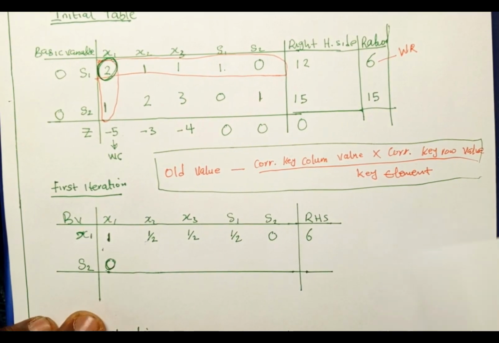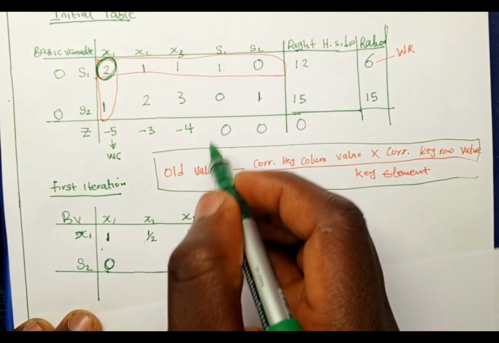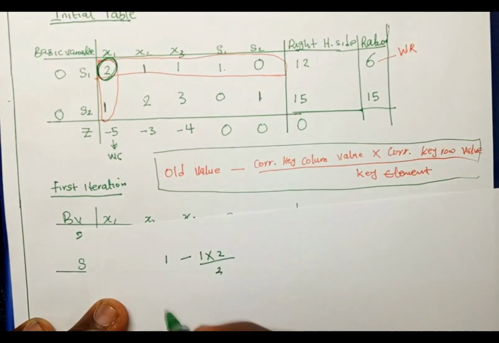To get the next one, we do the same thing. What is our old value? The old value for this side is 2.